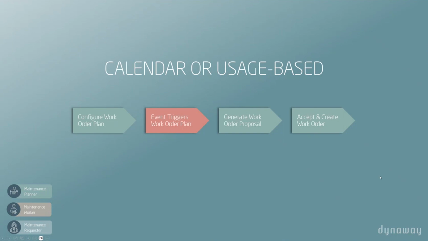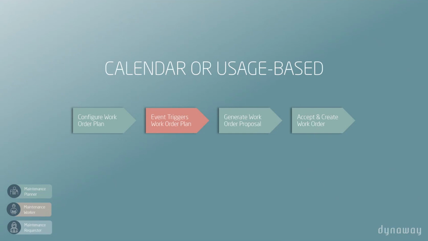And how that works is that, of course, you configure a work order plan. You configure it with a frequency, what needs to trigger that work order plan. And then, of course, when it's configured, you will wait until that event triggers the work order plan. But it does not create a work order automatically. It creates a work order proposal.